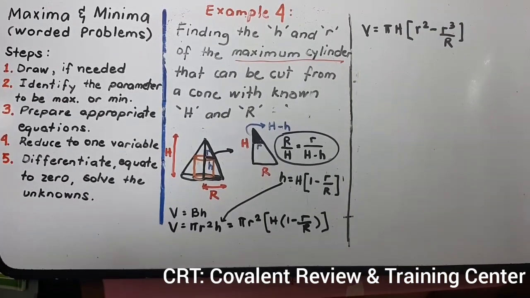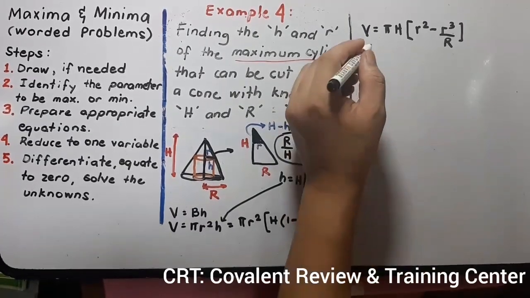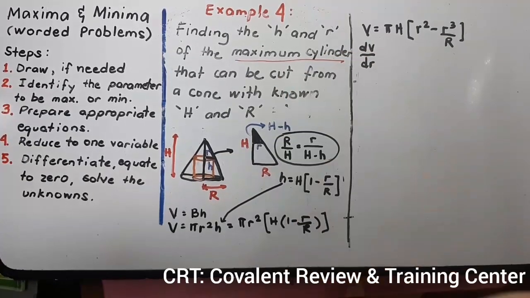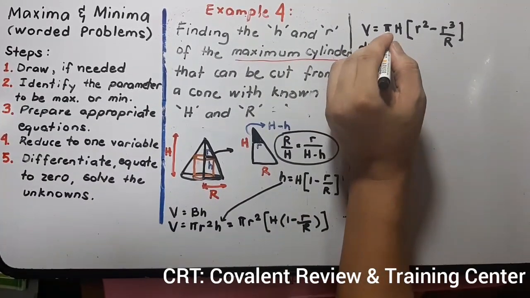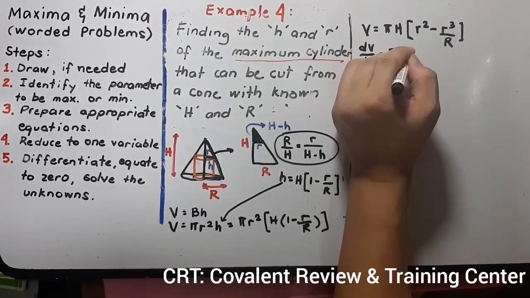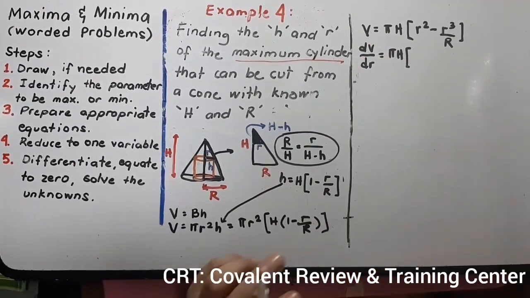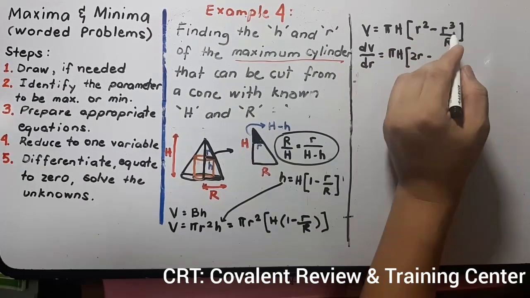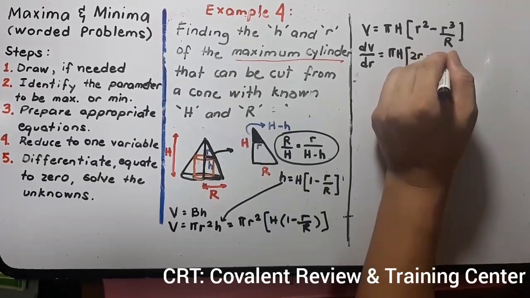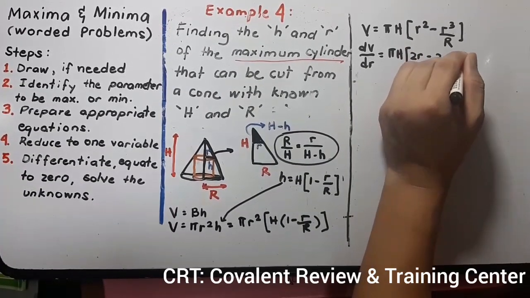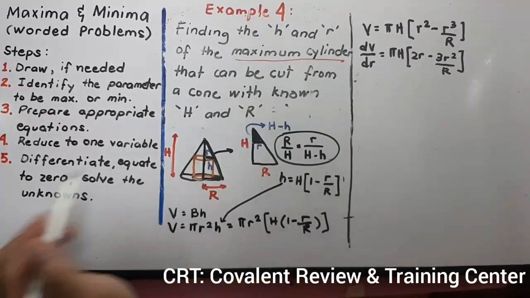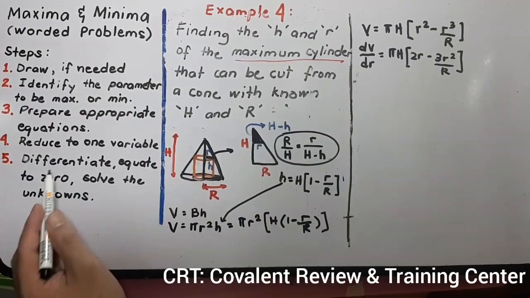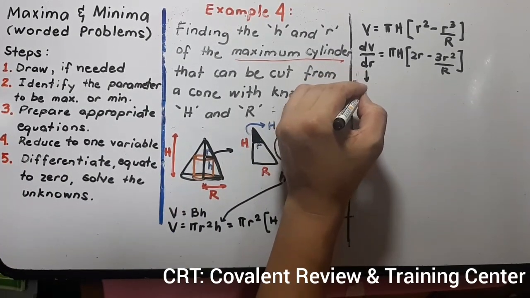We can now find the derivative of this solution. So let us solve dV over dr. You still have pi and capital H. The derivative of r squared is 2r, and the derivative of r cubed over R is 3r squared over R. So step number 5, after differentiation, equate to 0.